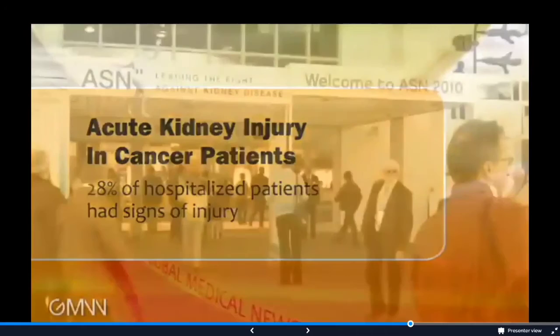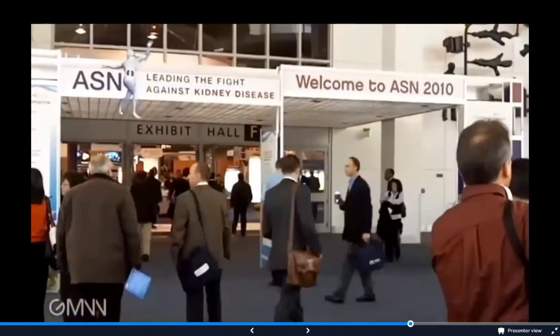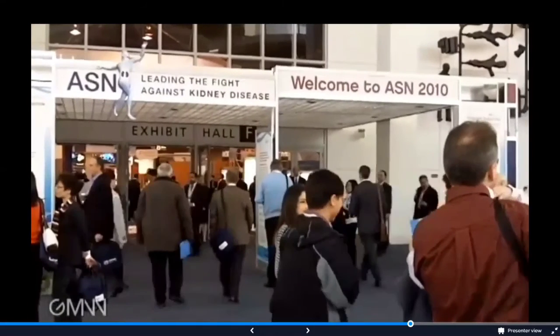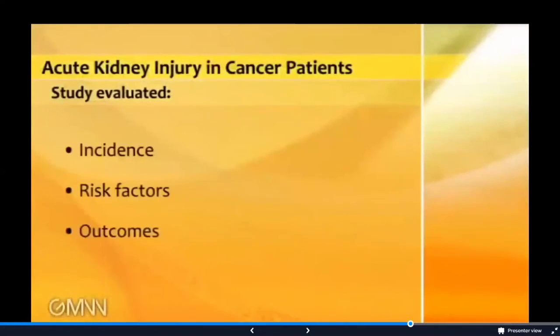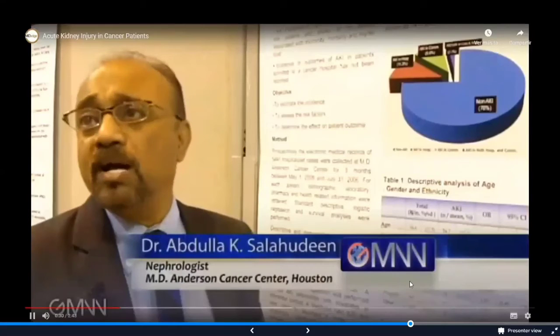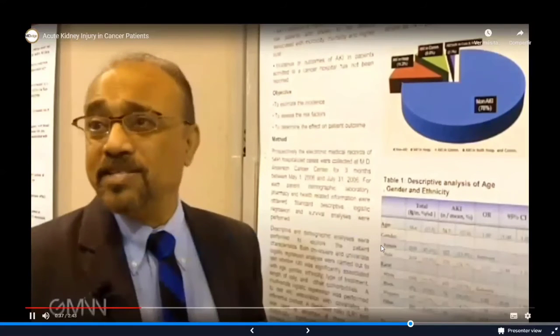This is Doug Brunk for Global Medical News Network, reporting from the annual meeting of the American Society of Nephrology in Denver. In what is believed to be the first study of its kind, researchers from MD Anderson Cancer Center evaluated the incidence, risk factors, and outcomes of acute kidney injury in cancer patients. We know that acute kidney injury is on the rise, but little is known about its incidence, outcomes, or risk factors in patients with cancer.